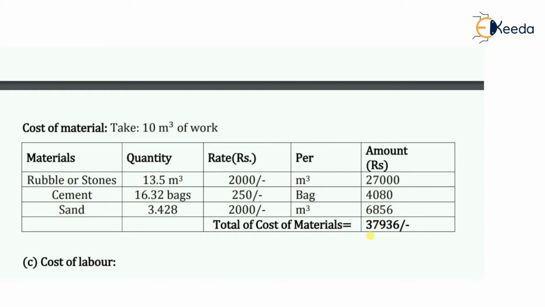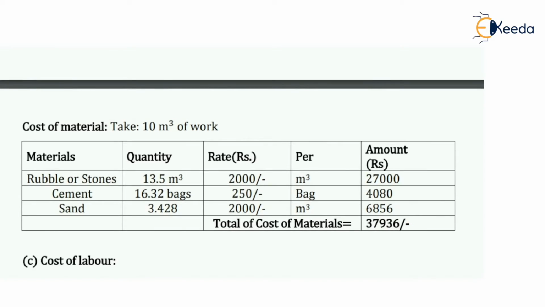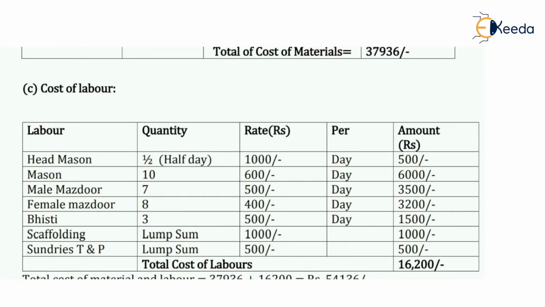Now let's add all this amount, that is 27,000 plus 4080 rupees plus 6856 rupees, which comes as, after the addition of all this, 37,936 rupees. Now we have calculated the cost of materials. Now let's calculate the cost of labors.